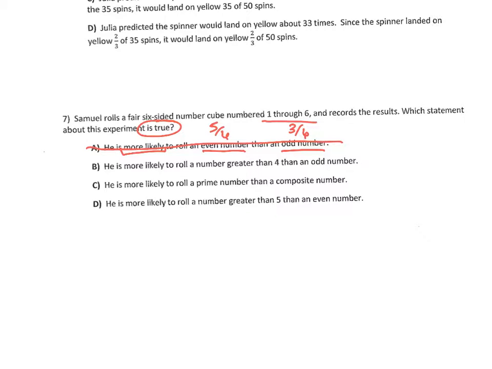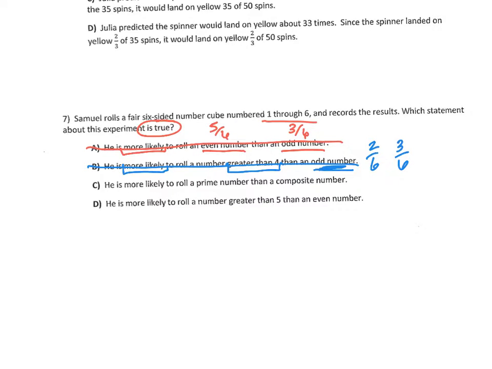B, it says he is more likely to roll a number greater than 4 than an odd number. No. So how many numbers greater than 4 on a 6-sided dice? 2 out of 6, and how many odd numbers are there? 1, 3, 5? 3. Yeah, 1, 3, and 5 on a 6-sided dice. Oh, yeah, sorry. So that would be 3 out of 6. So he is not more likely to roll a number greater than 4. He's more likely to roll an odd number. So B would not be true.